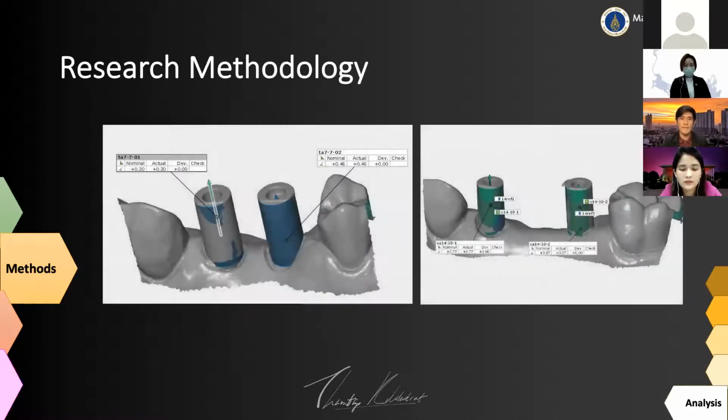And this is the example of the angular error measurement. As you can see, the cylinder of each scan body has been generated by using a Gaussian fitting element. After generating the cylinder, we have the axis of each implant. This axis is compared to calculate the angular error between the reference data and the test data.